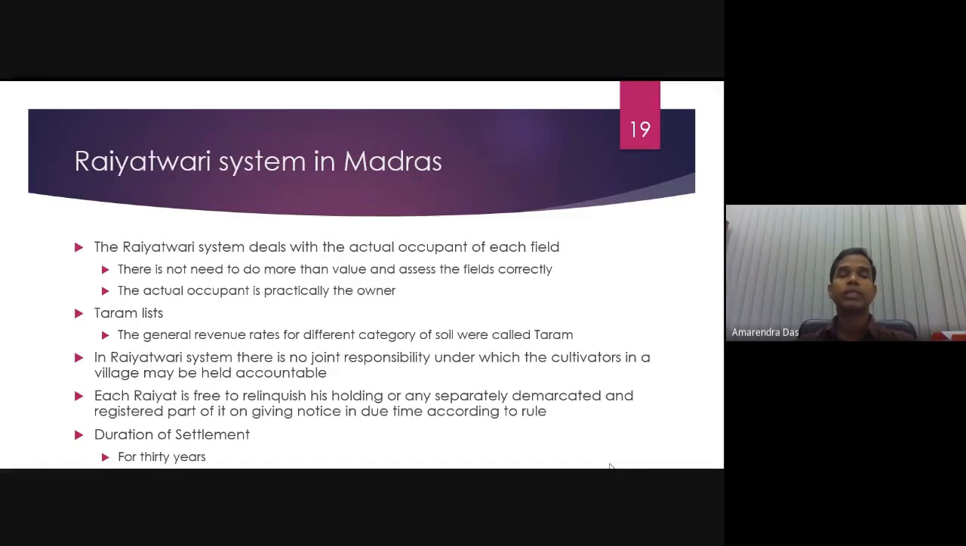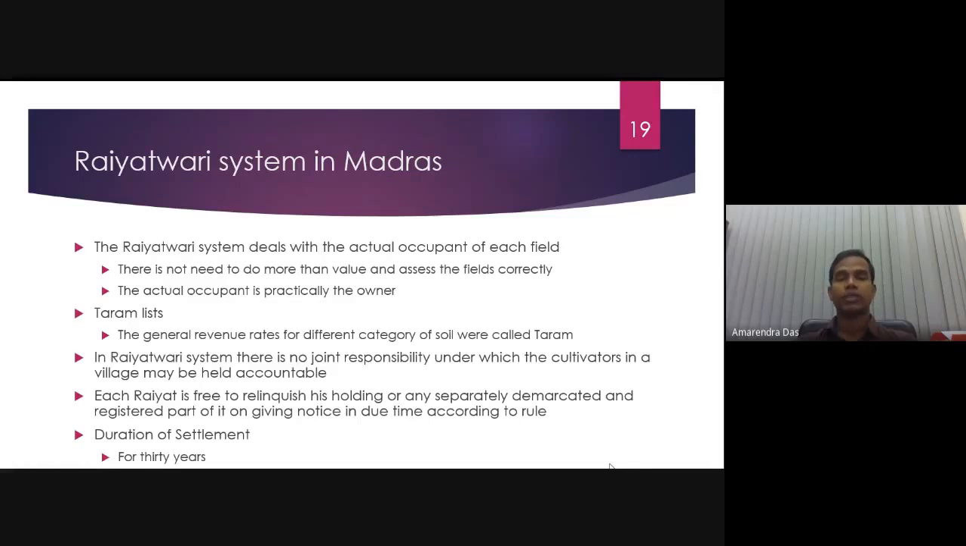So the British had to only prepare a taram list, okay, and that basically included the general revenue rates for different categories of soil, called the taram. So different categories of soil will have different revenue rates. And in the Raitwari system, there is no joint responsibility under which the cultivators in a village may be held accountable, and each Rayat is free to relinquish his holding or any separately demarcated and registered part of it on giving notice in due time according to the rule.